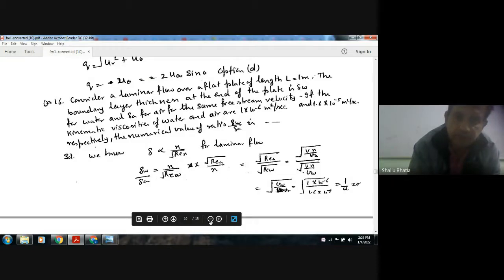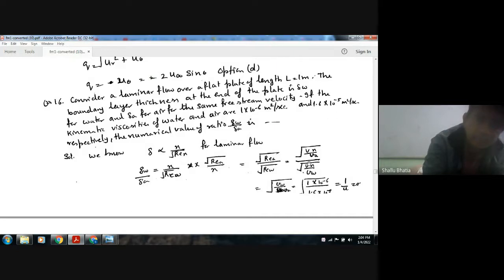Nu_W is 1 into 10 to the minus 6, and the value of nu_A is given as well. This is the kinematic viscosity; for water it is 1 into 10 to the minus 6. With this, the value is given as 4.25.